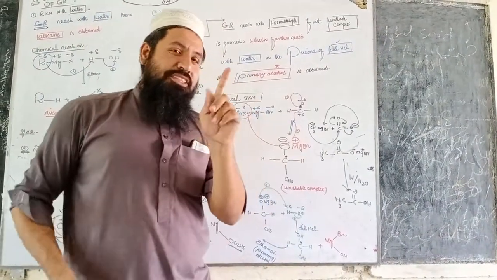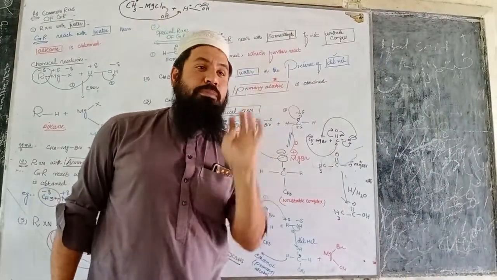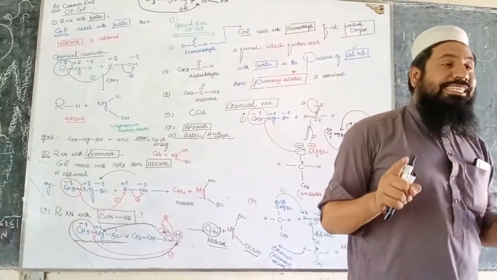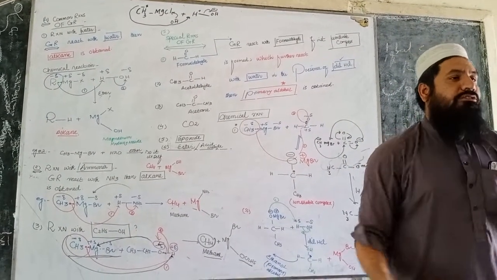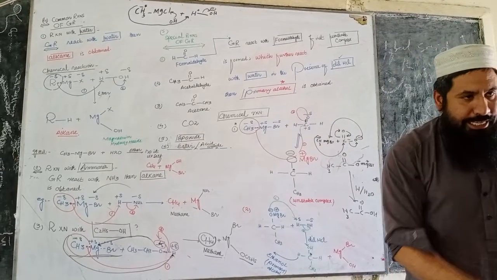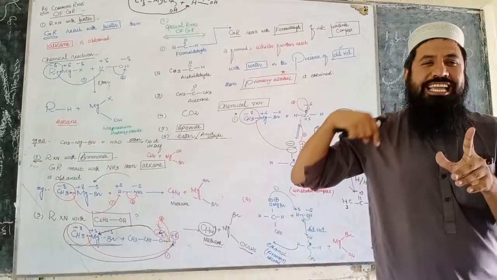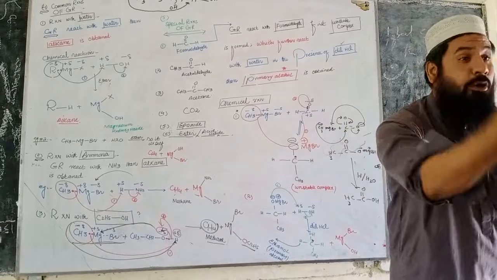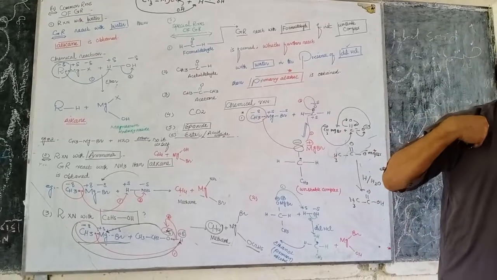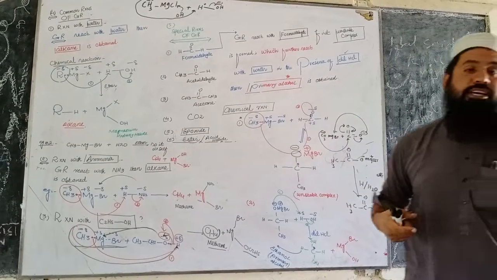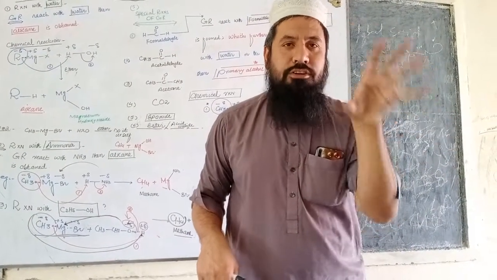Look, I have told you that the Grignard reaction is synthetically very important. It can be used for the preparation of many compounds. We can get primary alcohol, secondary alcohol, tertiary alcohol, ethanoic acid, propanoic acid, butanoic acid. Many acids can also be prepared from the Grignard reagent. So these are some of the synthetically important reactions of Grignard reagent.